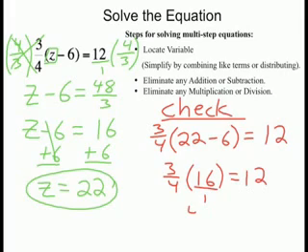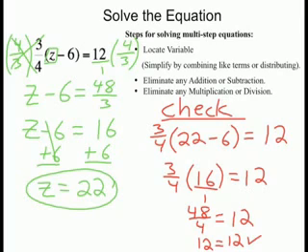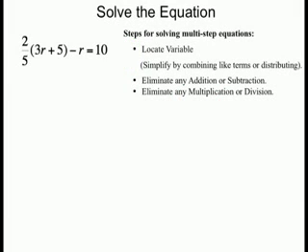Turn 16 into a fraction by writing it over 1. So we have 3 times 16, which is 48. 4 times 1 is 4. 48 divided by 4 is 12, and 12 equals 12, so it checks out.